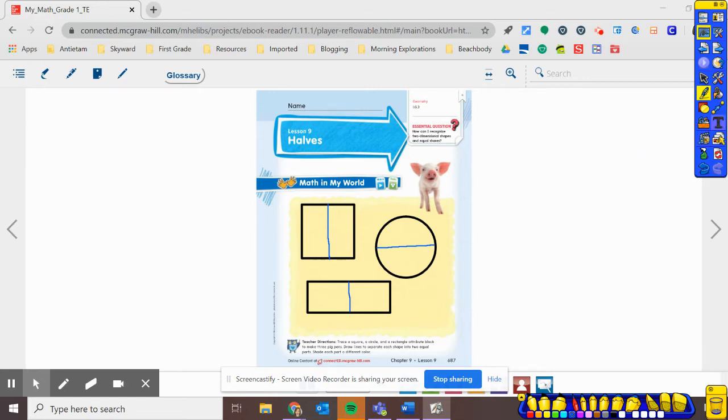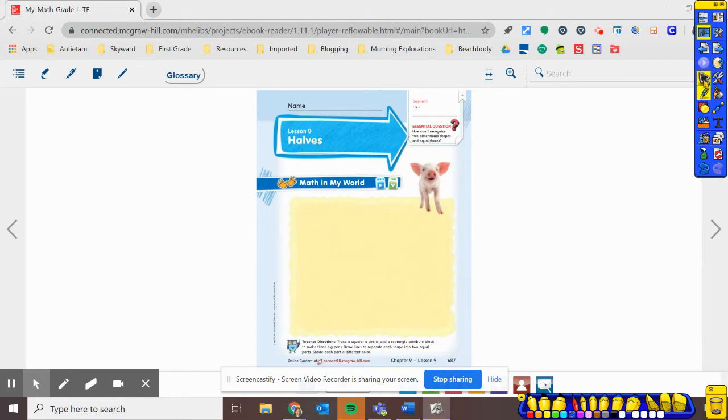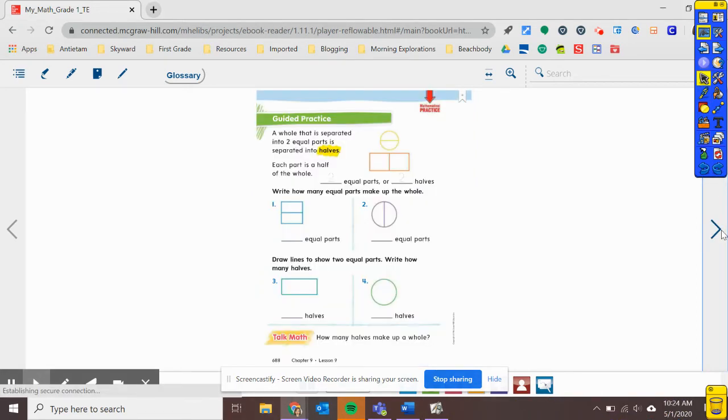All right, so now what I'm going to do is clear my whole page, and we are going to turn over to our guided practice. So up at the top here, it says a whole that is separated into two equal parts is separated into halves. So each part is a half of the whole.